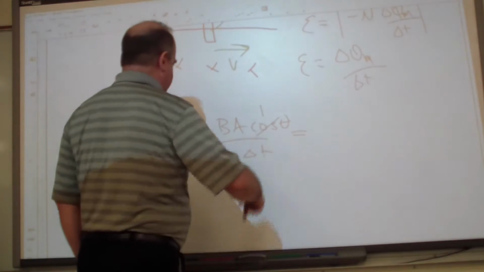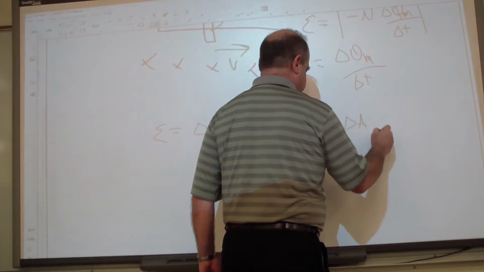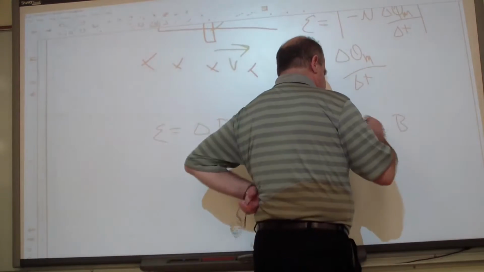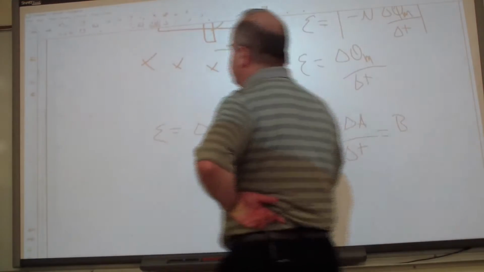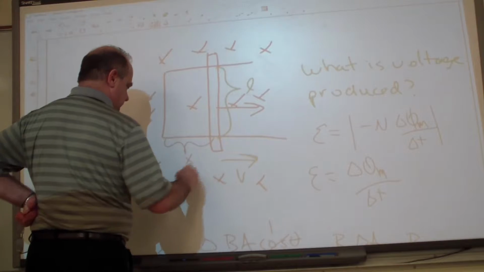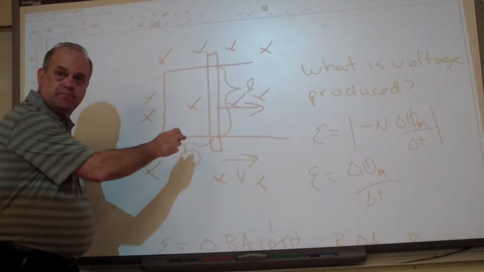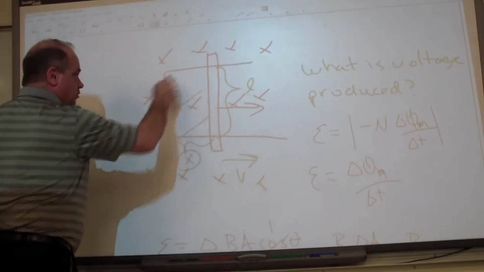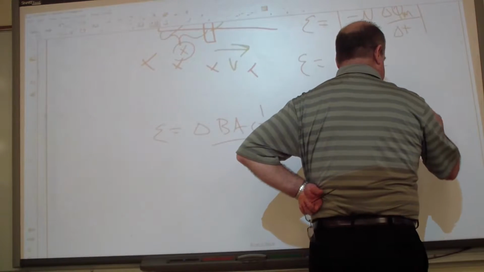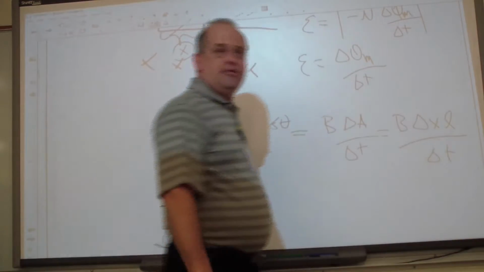So let's do this. Now the B field is not changing, so B comes out. So you have B delta A over delta t. Let's call this X, as opposed to the X just below it. From here to here is X. So the area is going to be X times L. It's going to make it bigger. So you have to know how far you're going. You with me so far?